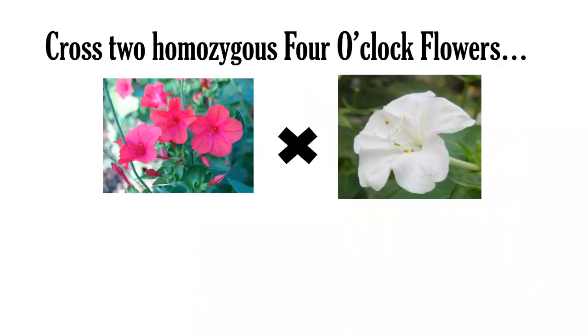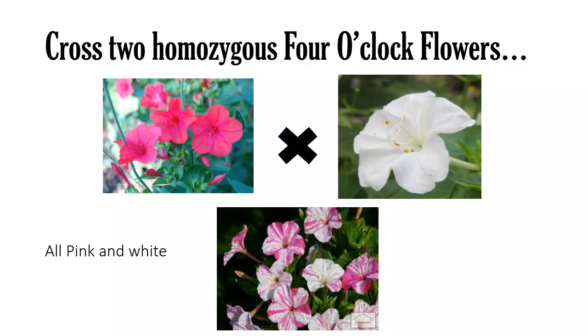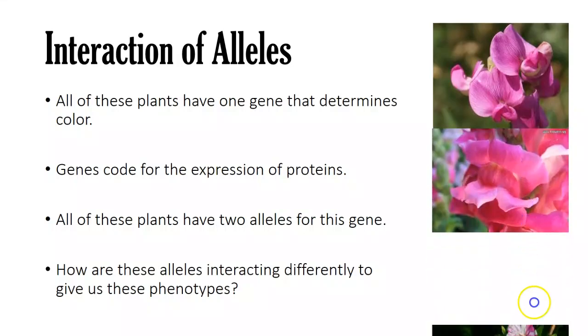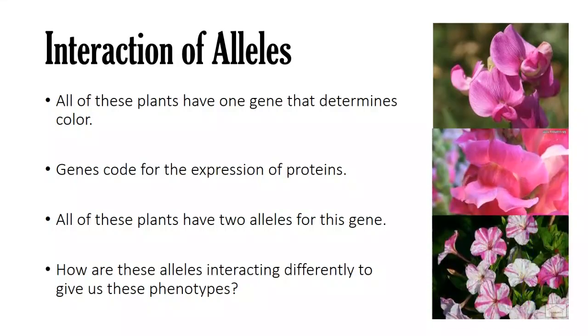You cross two homozygous 4 o'clock flowers, a pink 4 o'clock with a white 4 o'clock. What do you think you're going to get? Based on the previous one, you might say pink or white or light pink, but actually the offspring are pink and white. So the big idea here is that all of these plants have one gene that determines color. We're not looking at a multiple gene situation here. The genes code for the expression of proteins, in this case pigments, and all the plants have two alleles for this gene. The way that these alleles are expressed is just a little bit different, and that's what we're going to spend some time today looking at.